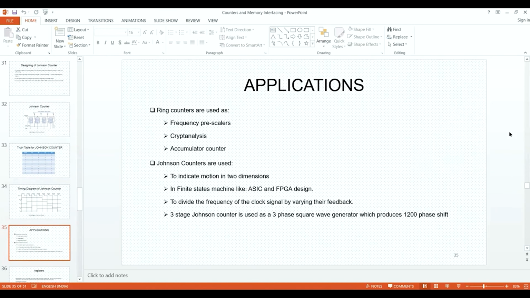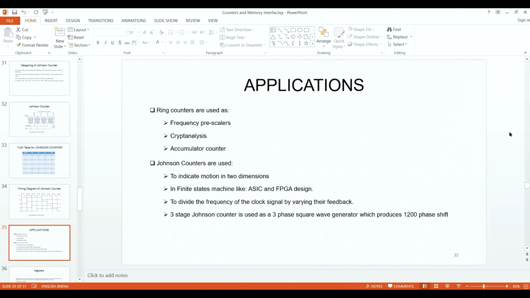Here, I just want to mention there is a difference between microprocessor and microcontroller. A controller is for a specific purpose and a processor is for general purpose. Similarly, the Johnson counter indicates motion in two dimensions. It can go with ASIC or FPGA design. You can search out what FPGA is, but if you want to know from my side, it is field programmable gate array. By varying the frequency of the clock and the feedback, we can use different phase shifting for the ring and Johnson counter.